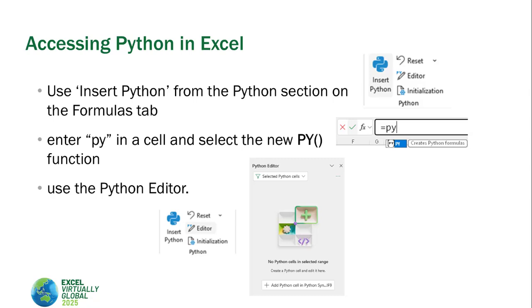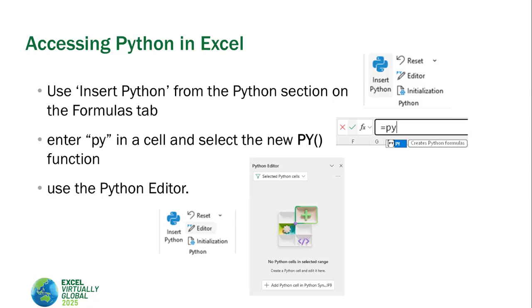Another way, which is what you tend to use when you're a bit more used to it, is to just type py in a cell and then select the new py function, which is the Python function. That will then convert the cell into a Python cell and you can start entering Python code. And the third way is to use the Python editor, which you can do by clicking on the editor in the Python section of the formulas tab. That will also take you to a pane, but this time it's the Python editor pane where you've got an environment where you can create longer pieces of Python code.